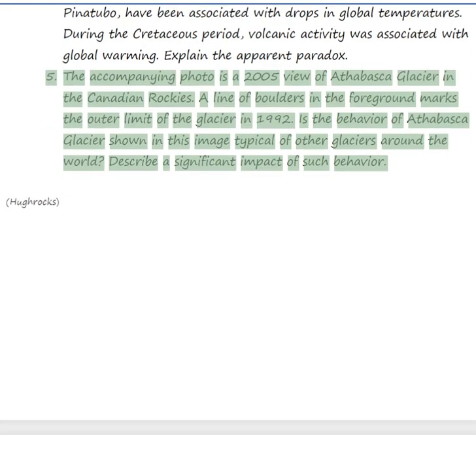5. The accompanying photo is a 2005 view of Athabasca Glacier in the Canadian Rockies. A line of boulders in the foreground marks the outer limit of the glacier in 1992. Is the behavior of Athabasca Glacier shown in this image typical of other glaciers around the world? Describe a significant impact of such behavior.